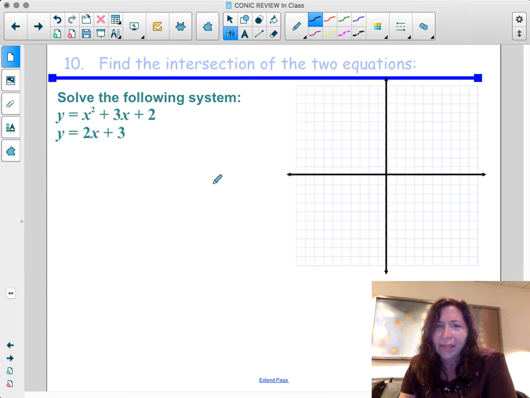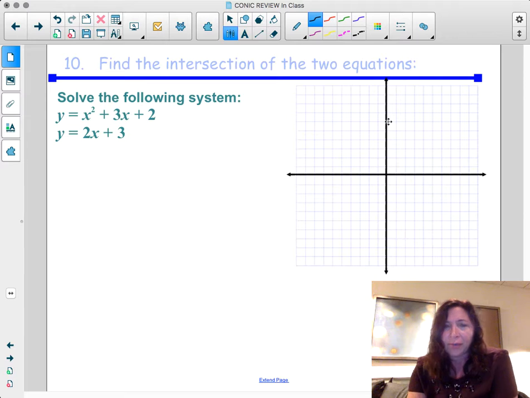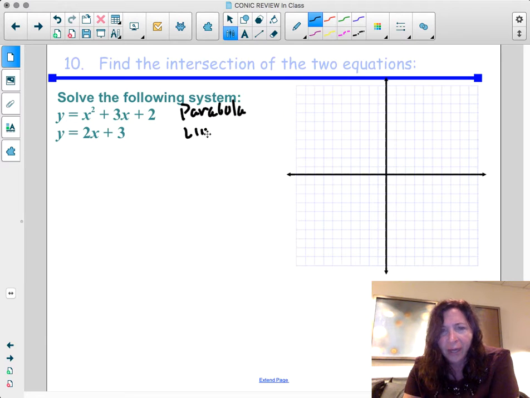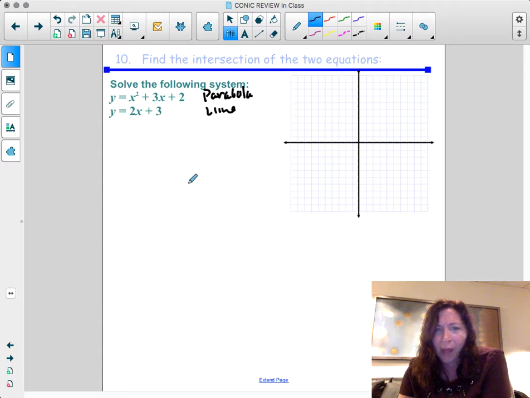This one says, find the intersection of the two equations. So that's cool. This one right here is a parabola, and this one here is a line. I would always suggest that you graph these and solve algebraically. For this one right here, I'm going to have to simplify first.